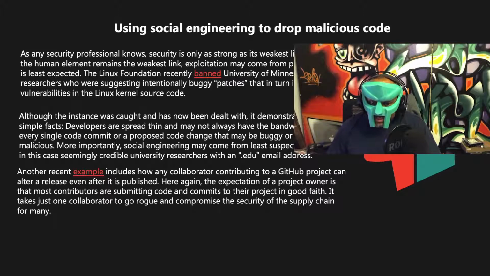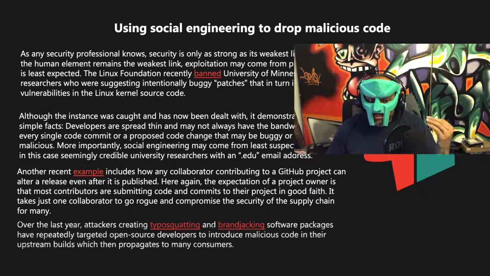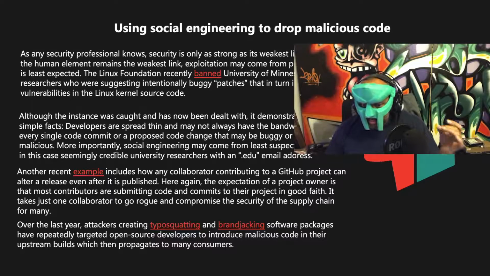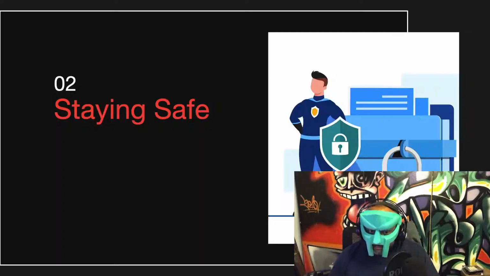Another recent example includes how any collaborator contributing to a GitHub project can alter a release event after it is published. Here again, the expectation of a project owner is that most contributors are submitting code and commits to their project in good faith. It takes just one collaborator to go rogue and compromise the security of the supply chain for many. Over the last year, attackers creating typo squatting and brand jacking software packages have repeatedly targeted open source developers to introduce malicious code in their upstream builds, which then propagates to many consumers.